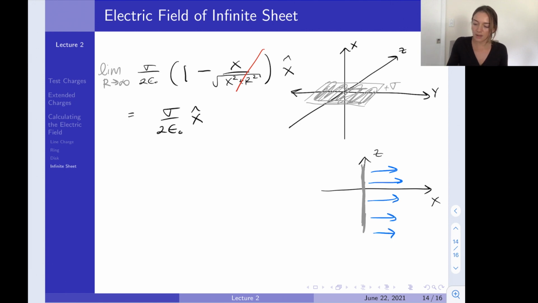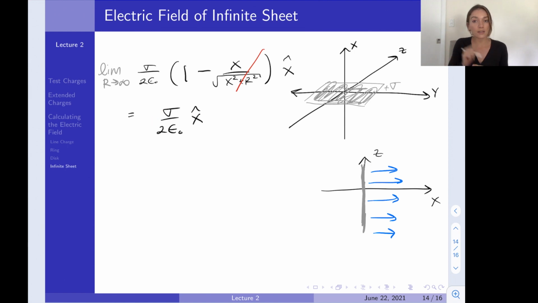And you'll notice now that my infinite sheet doesn't say anything about how far away I am from the sheet, right? It's just sigma over 2 epsilon, and those are all constants. My sigma is just the surface charge of the sheet, so that doesn't change. Epsilon doesn't change, and x hat is just a vector, so that doesn't change. So that means when you have an infinite sheet, your electric field extends infinitely far above it, and it's constant everywhere. You just have the same electric field at all points in space, and it's given by this.